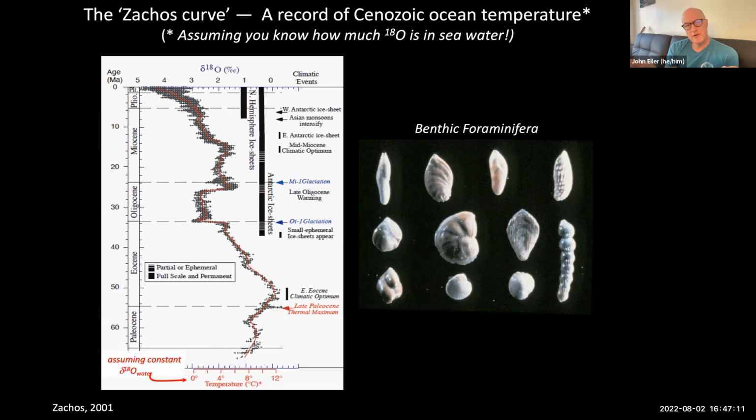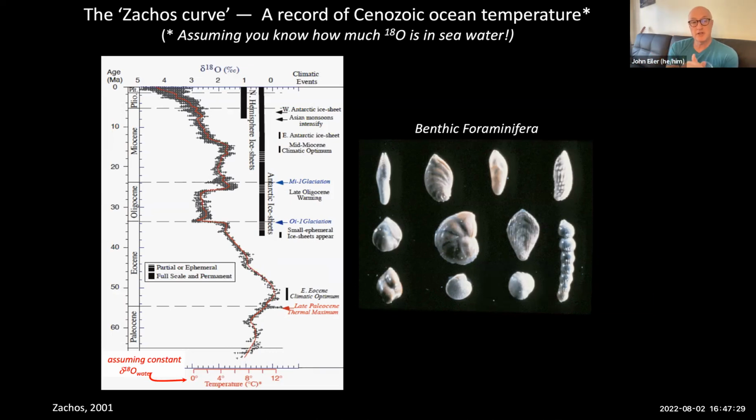How do I tell the difference between temperature controlling the isotopic distribution and the ocean's oxygen isotope content? I would somehow have to go back in time and measure what the oceans were like to compare with the fossils at the same time if I were going to interpret this rigorously.